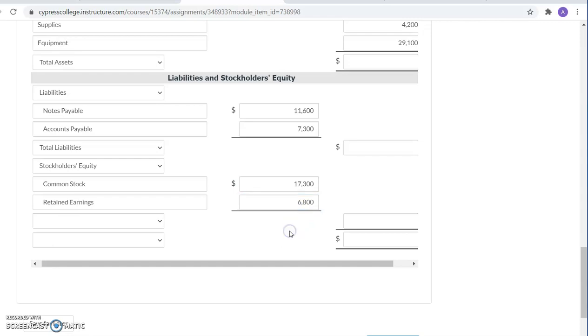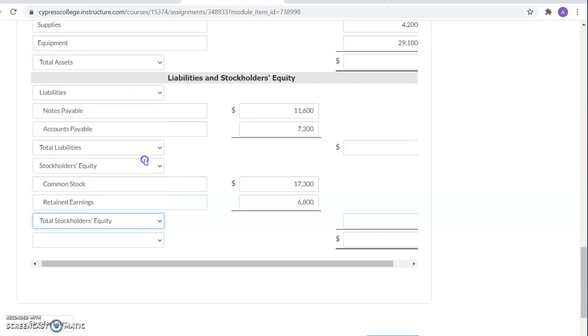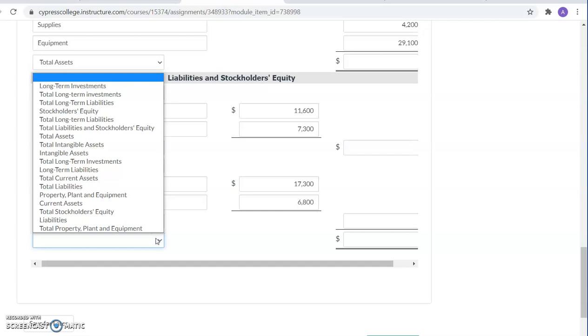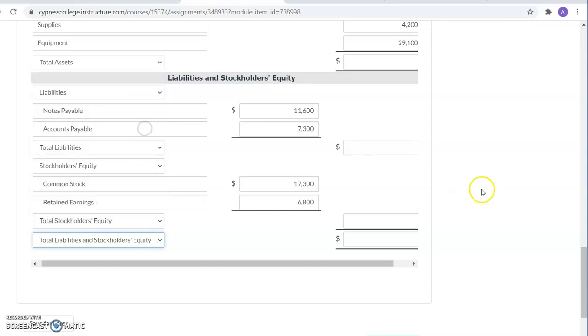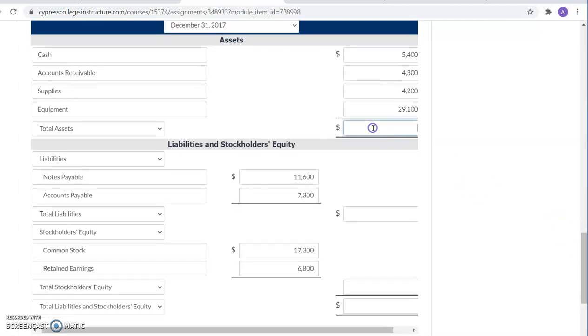So we have to prepare the income statement in order to prepare the retained earnings statement in order to last prepare our balance sheet. And we want to have a subtotal for the total stockholders' equity. And at the very end, we want to add up our total liabilities and stockholder equity. So you want to go ahead and take some time to do all of the math.